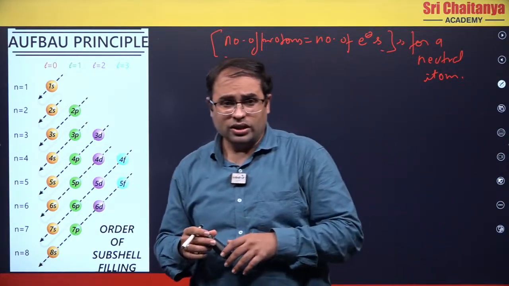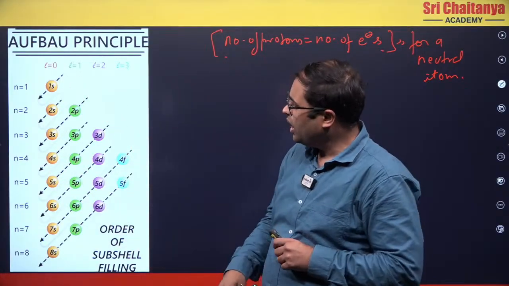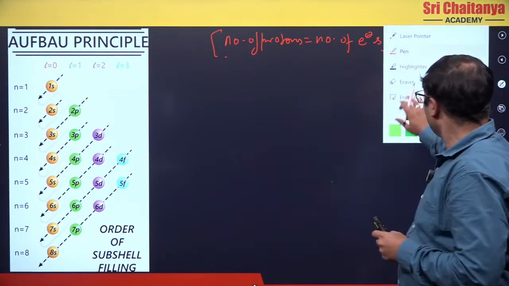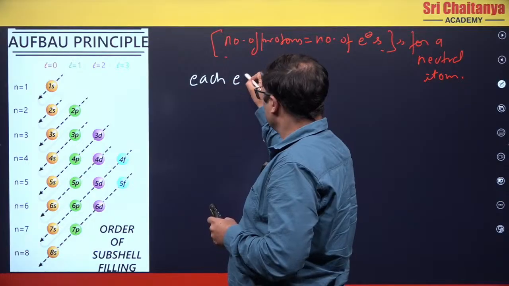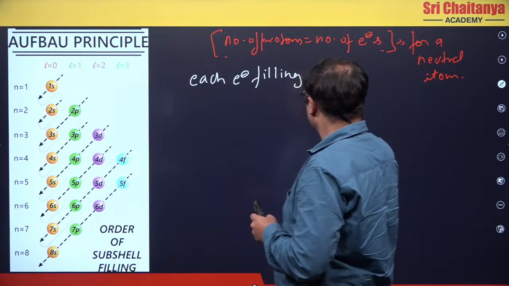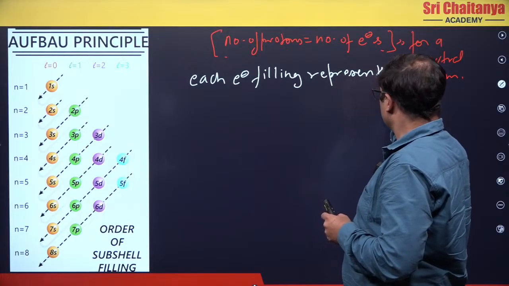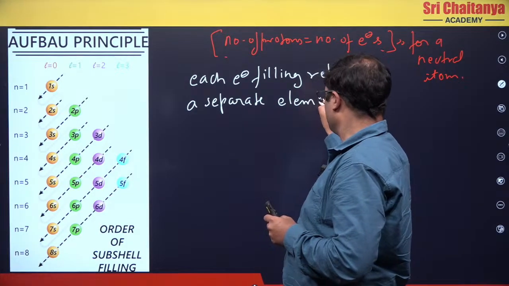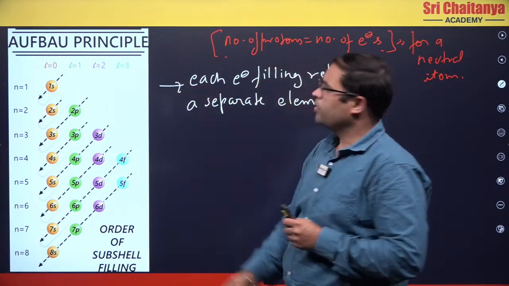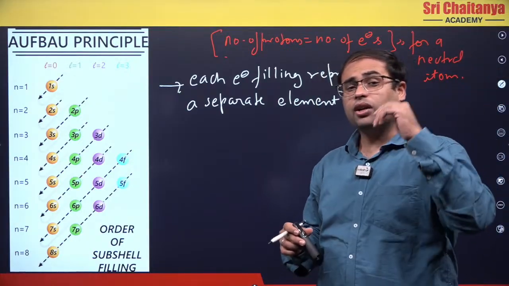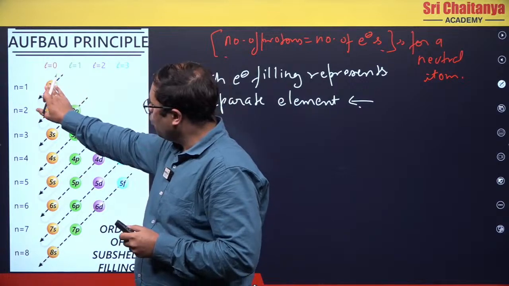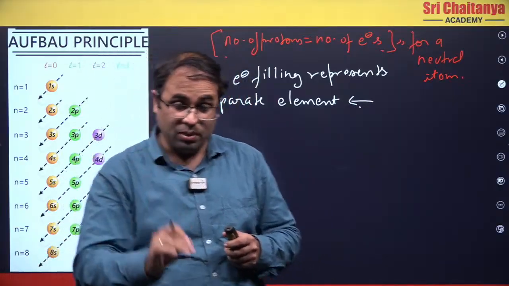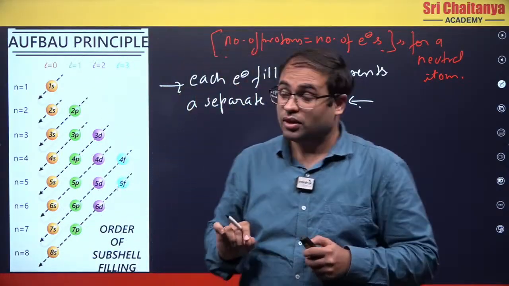So basically what I am doing is the way Aufbau's principle works, right? The way electron filling happens, each electron filling represents a separate element. Okay. So with each added electron you will get one element. Remember this, first you have the 1s, right? So now we are going to make the modern periodic table element by element, right?